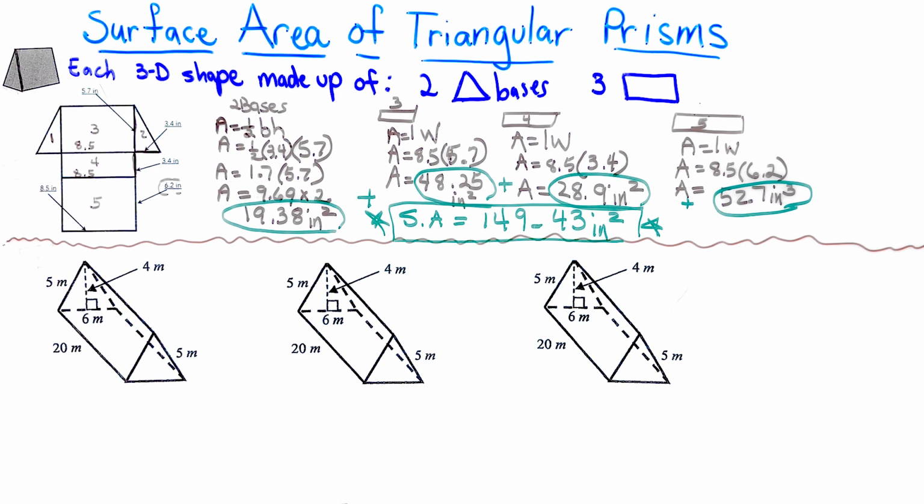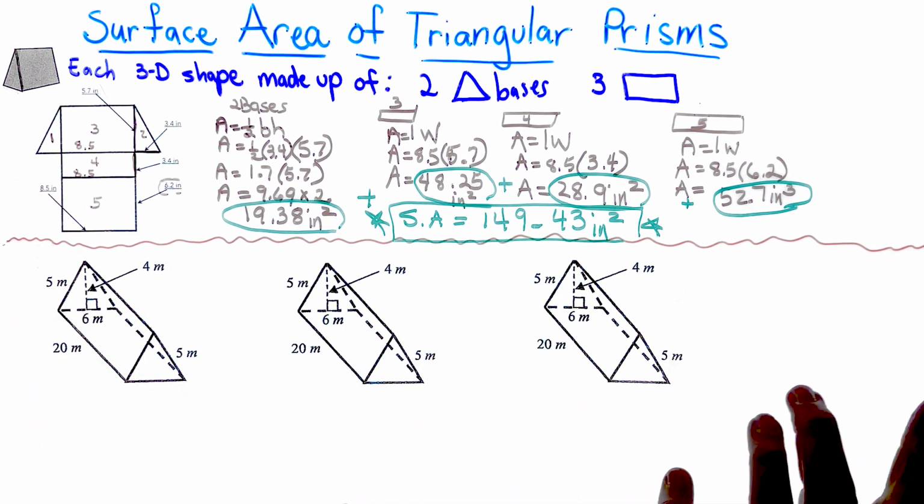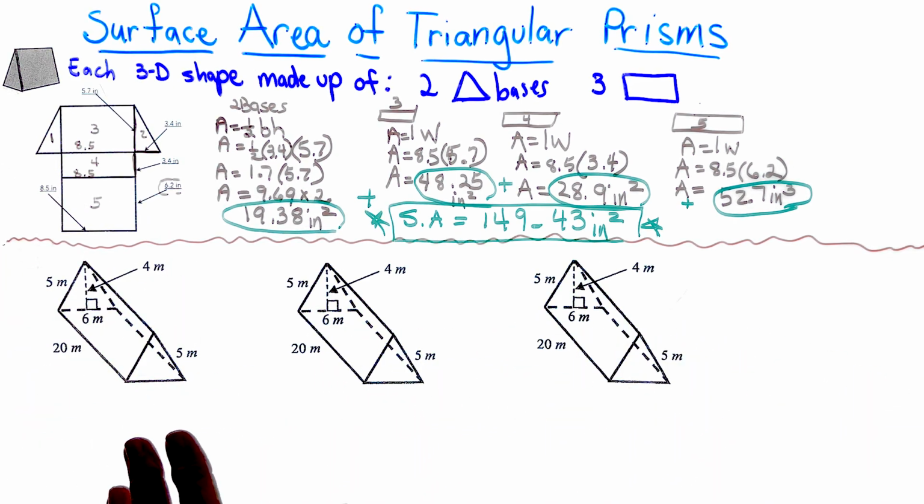Well, the second problem that we're going to be working actually is not a net. I wanted you to be able to see what you would do with a net, and then we're going to do the exact same thing when we're talking about marking the different parts of this triangular prism.